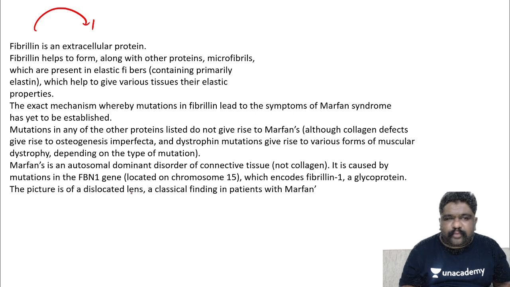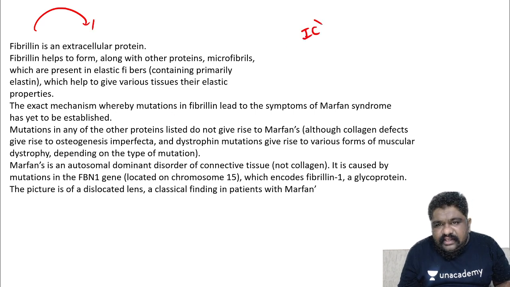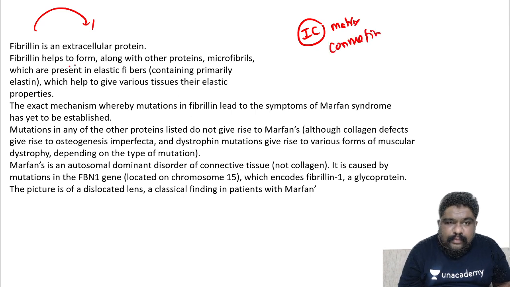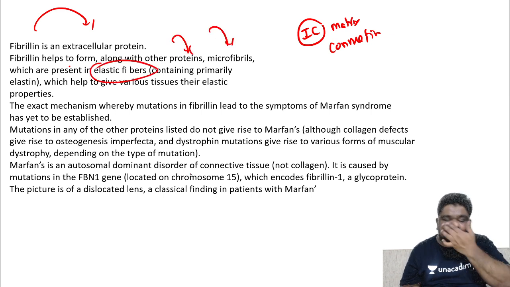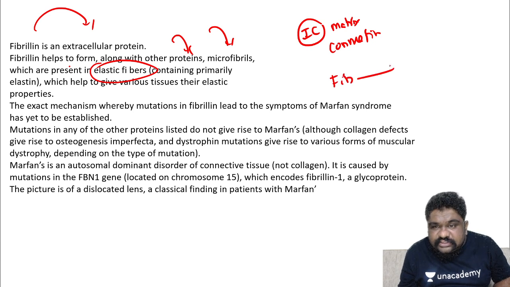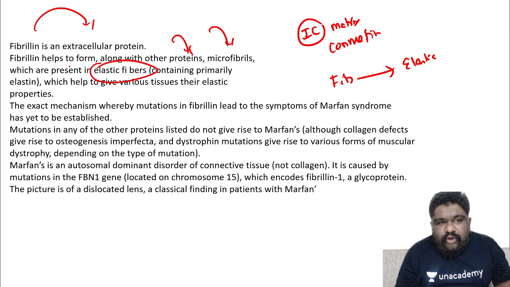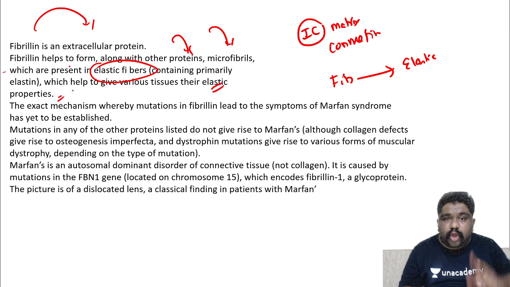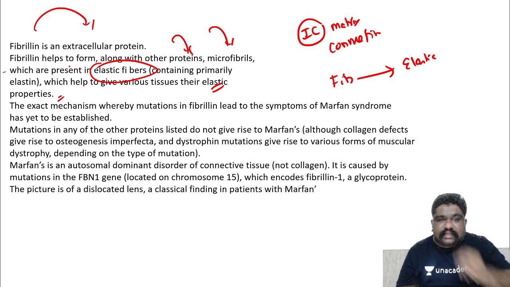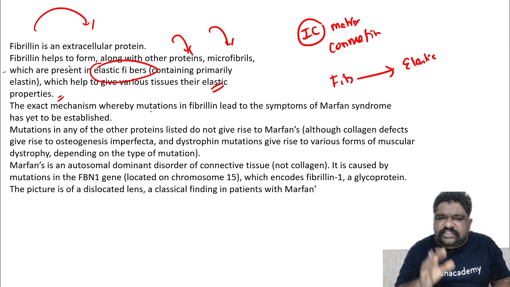Fibrillin is an extracellular protein. So you can consider it as part of the extracellular matrix area, and also it can be a part of connective tissue area. Next, fibrillin can also help in the formation of other proteins, microfibrils, which are present in the elastic fibers. So remember, fibrillin can support elastic fibers. Third, fibrillin helps the various tissues have their elastic properties through the elastic fibers. Next, the exact mechanism whereby mutations in fibrillin lead to Marfan syndrome is not very well known.